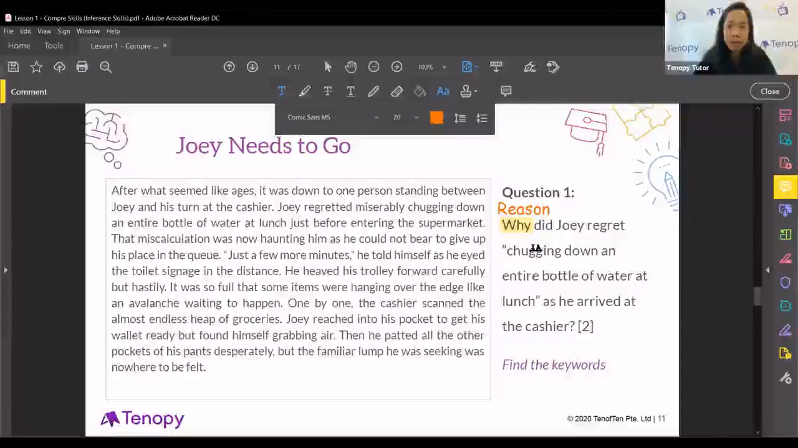Now, everybody else in the chat, can you tell me what other words are important? What is it that we should highlight in the question first? We don't go to the passage yet before we find our keywords in the question. Anyone else?